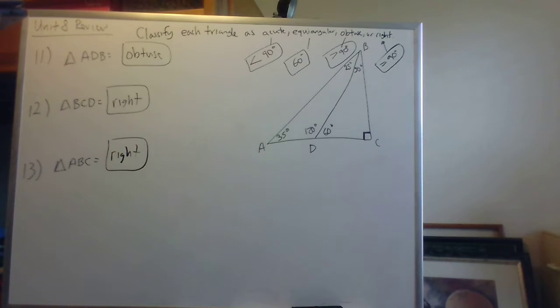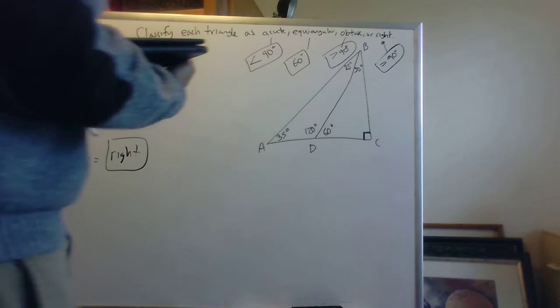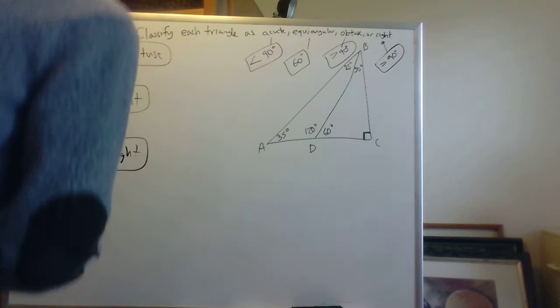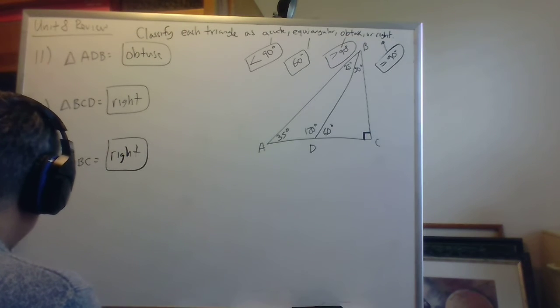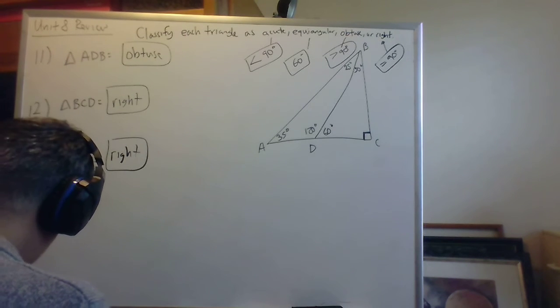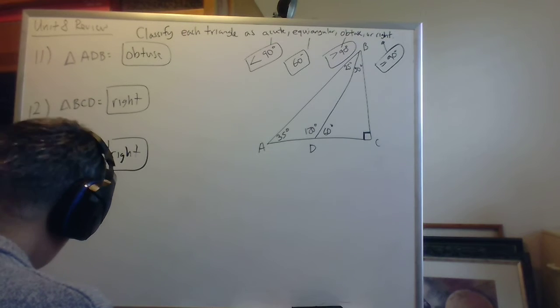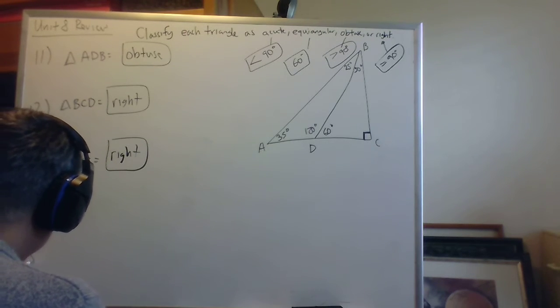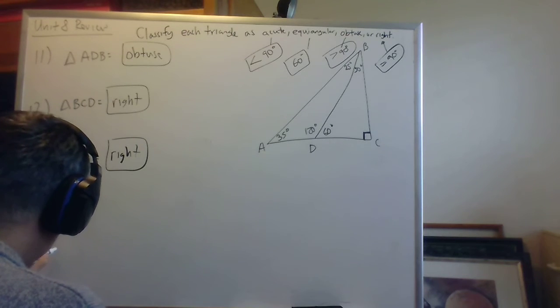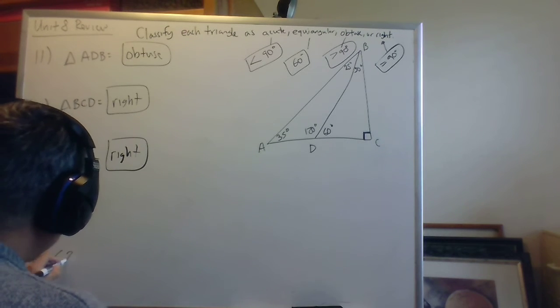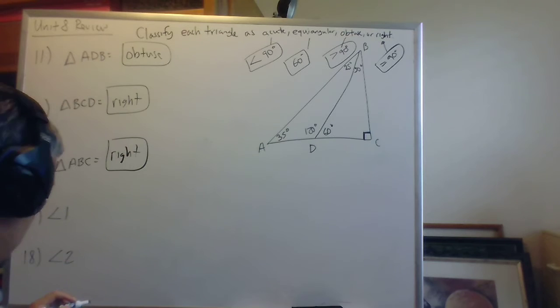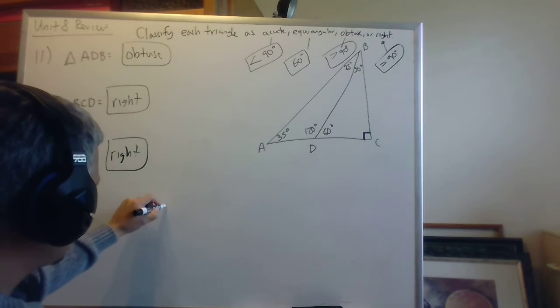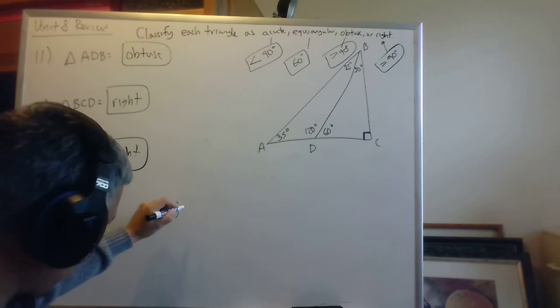So now I'm going to move on to the next problems, which are number 17 on the next page. It wants you to find the measurement of angle 1. Problem 18 wants you to find the measurement of angle 2. And problem 19 wants you to find the measurement of angle 3.